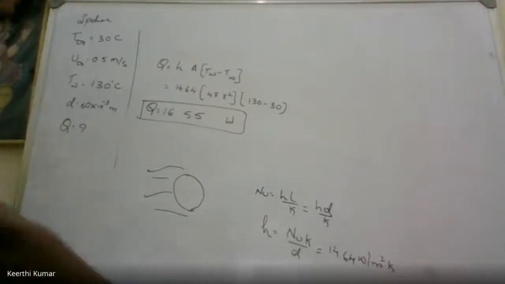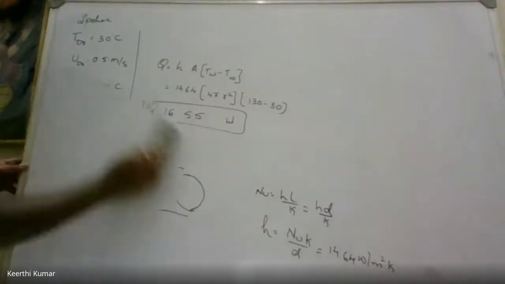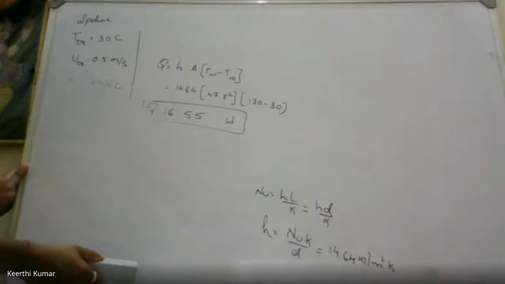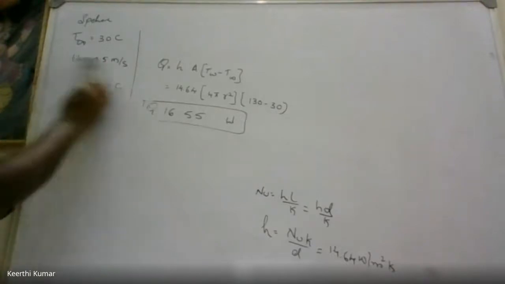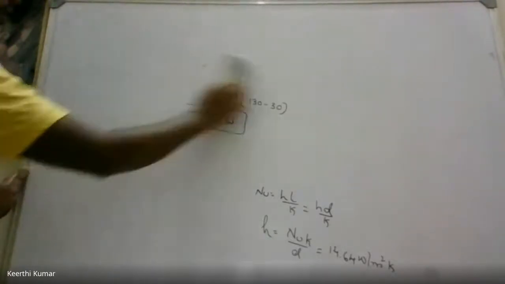What is the next problem? Can anybody tell? See how fast we completed the sphere problem. Sphere and cylinder problems are very, very simple compared to the plates. Because there we have to check first whether it is critical Reynolds number, what is the length, everything we have to check. Here it is very, very simple. Can anybody tell what is the next problem?